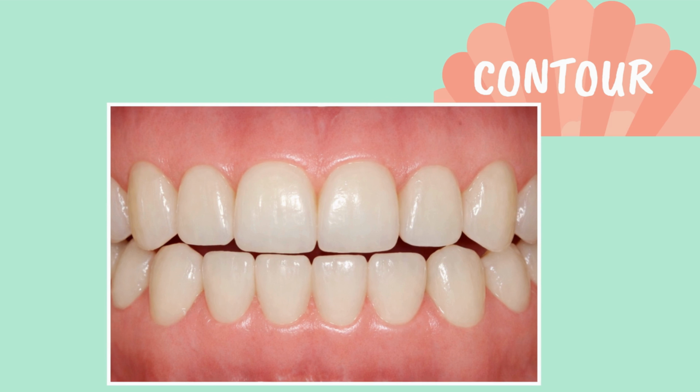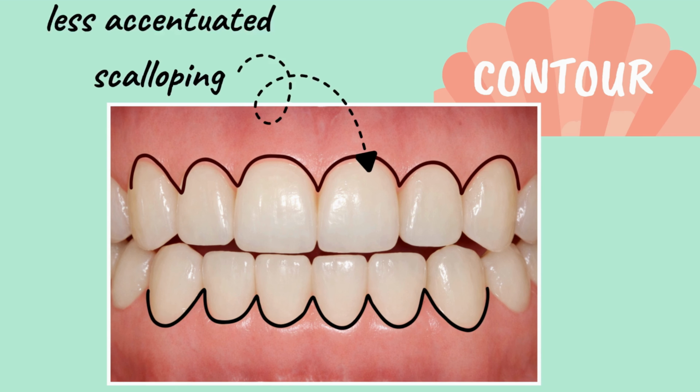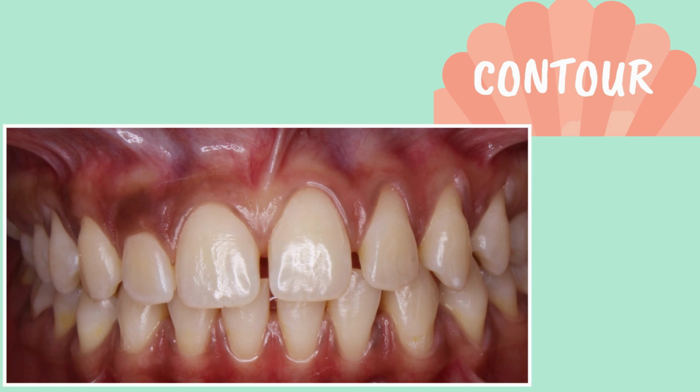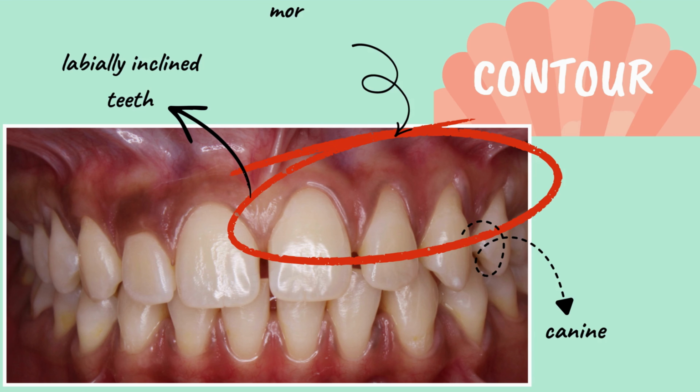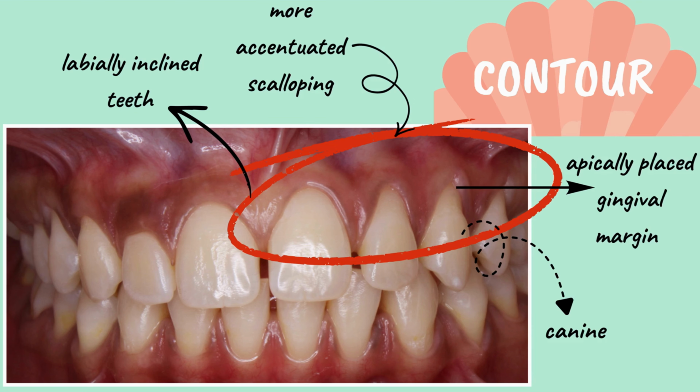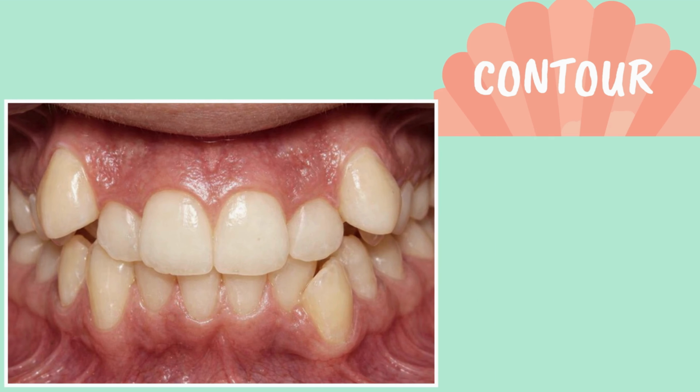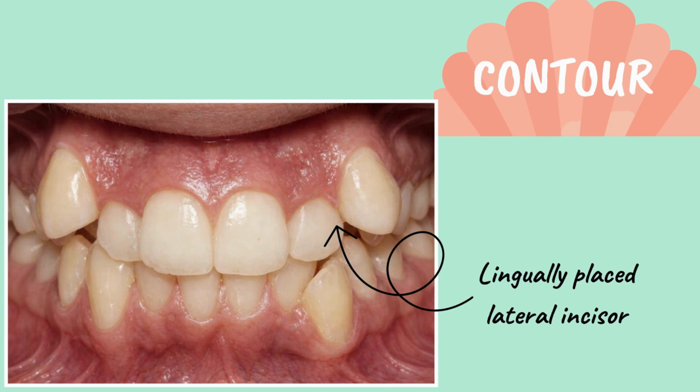In teeth with relatively flat surfaces, the gingival margin may appear more straight, whereas in teeth with pronounced convexity, such as maxillary canines, or in teeth positioned labially, the scalloping becomes more accentuated and the gingiva appears more apically placed. On the other hand, in teeth positioned lingually, the gingiva appears more horizontal and thickened.